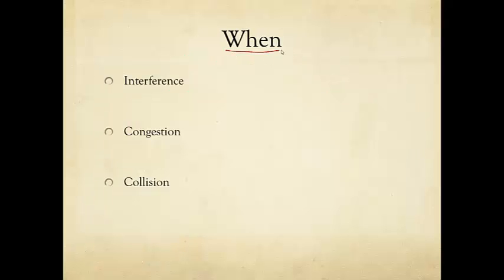The third answer is, when is the speed measured? If it's in the middle of the night with very little other active users, that's a different story than at 8 p.m. And that determines the kind of non-ideal network condition you're going to encounter. For example, interference, congestion, and collision.